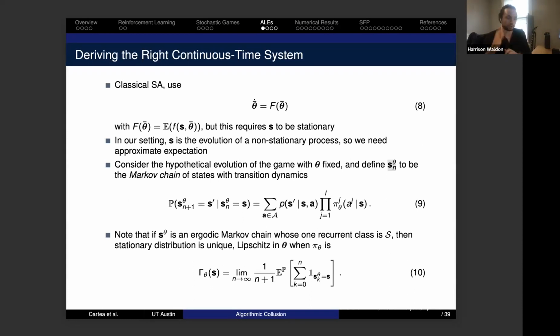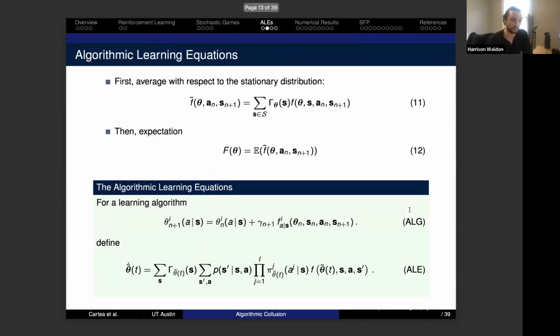The true state process isn't going to be stationary, as we've said, but for fixed beliefs, or when learning stops, this hypothetical evolution can be ergodic. And so one also has that this stationary distribution, when it exists, is Lipschitz continuous in theta when the policies are Lipschitz continuous as well. And that'll be important in a moment.